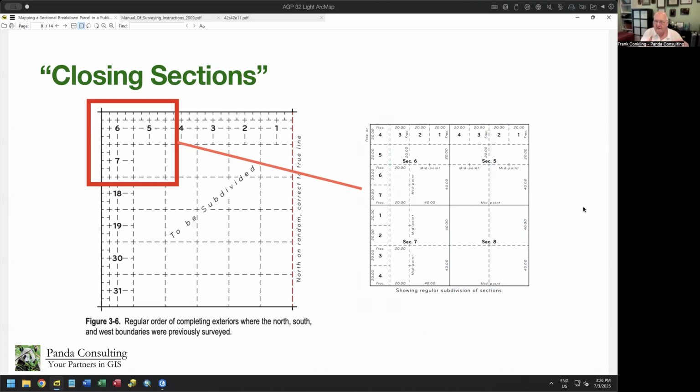If you take nothing else from this lecture, remember this, that A, sections of land are not rectangular. They are not squares. They have different variations on them. And there's a set of sections that are completely different from everything else.